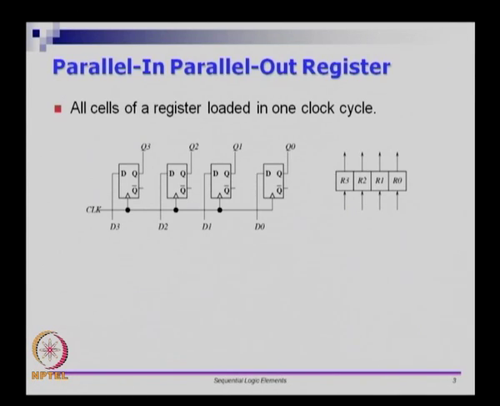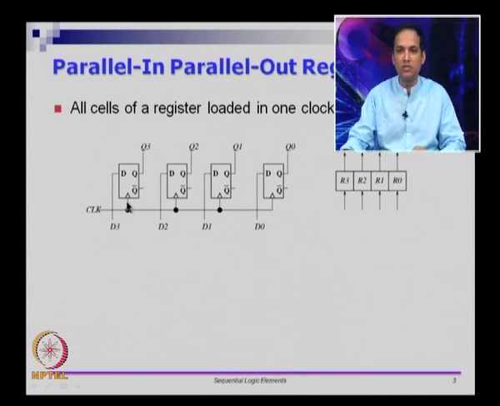This is called a parallel in, parallel out register. Let us look at the picture here. We have a set of 4 cells, and these 4 cells have a common clock. If you remember the symbol, this is a symbol for a positive edge triggered D flip-flop. You have this triangle here, and there is no bubble. So it is a flip-flop and it is positive edge triggered.